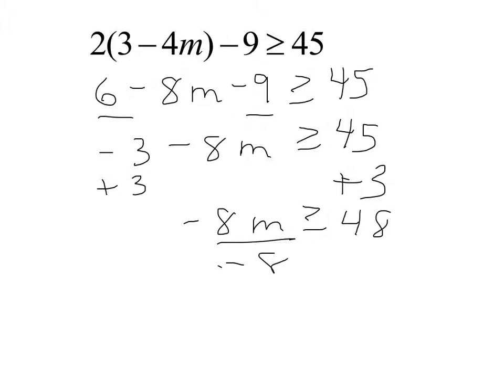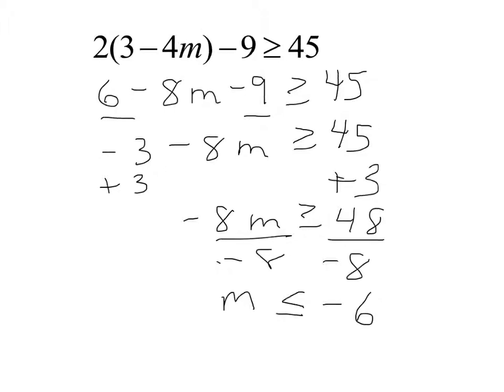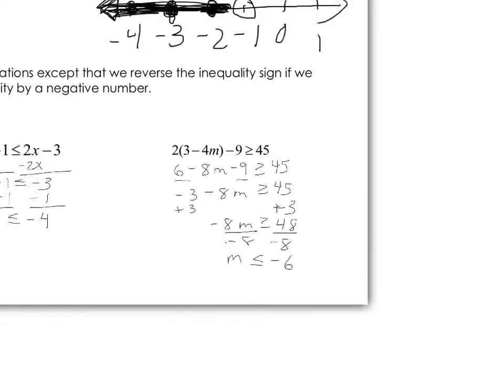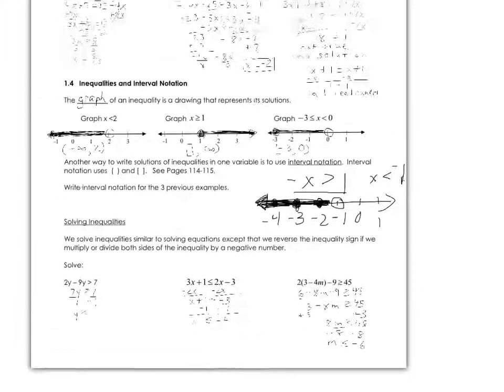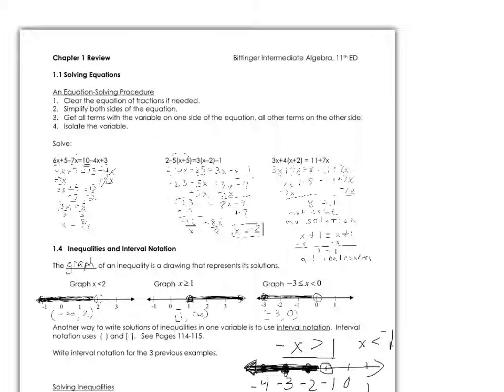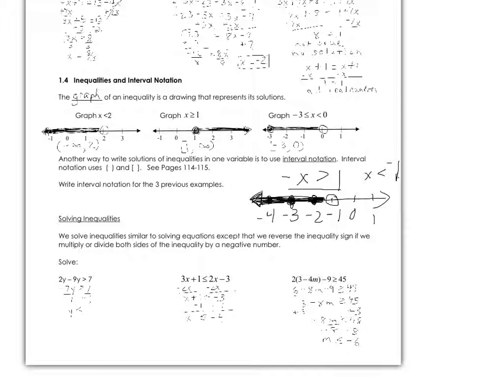What happens when we divide by a negative 8? We're dividing by a negative. What does that do? It reverses the direction of the inequality. So we have m is less than or equal to negative 6. And that's our solution. So we've completed sections 1.1 and 1.4 in chapter 1.